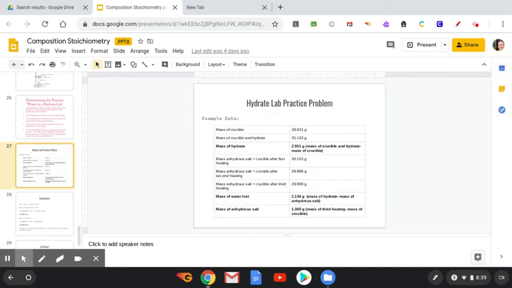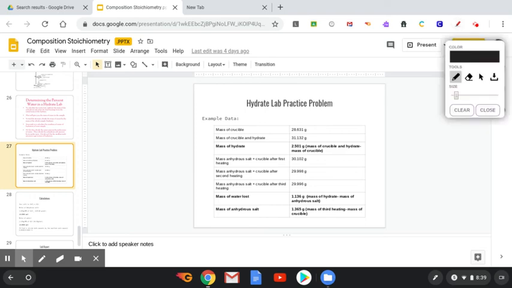All right, so here's a practice problem. So we've figured out the mass of the crucible. We also have the mass of the crucible and the hydrate. And then you have to find the mass of the hydrate. So you're going to take the mass of your crucible and subtract it from the mass of your crucible and hydrate to get your mass of your hydrate. Then you heat it.